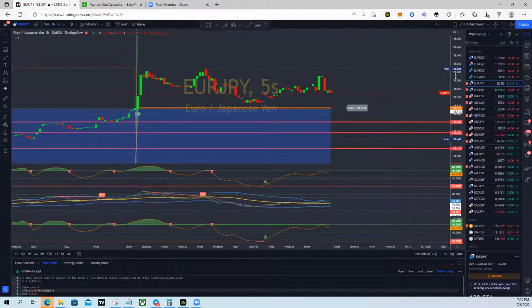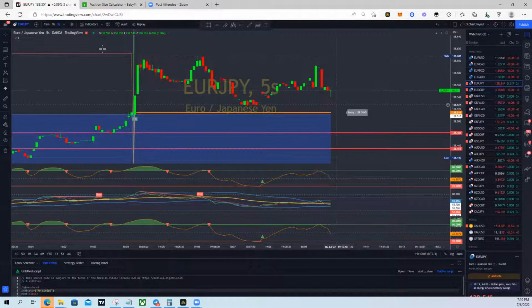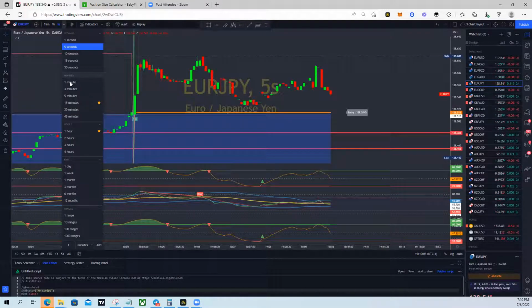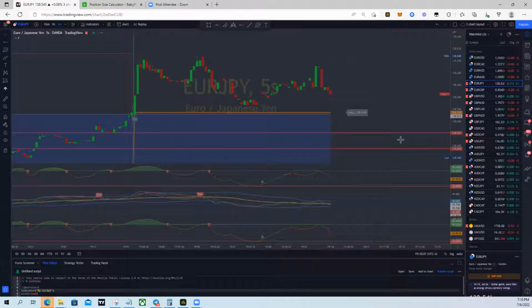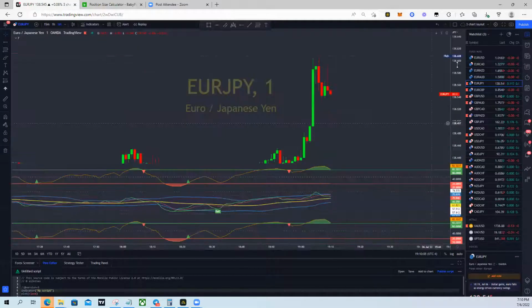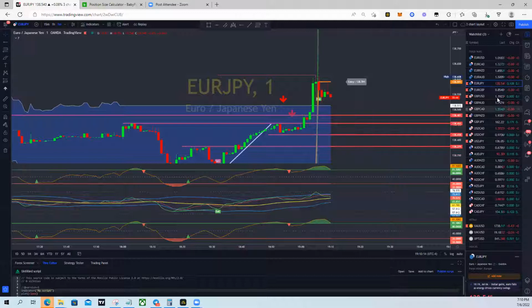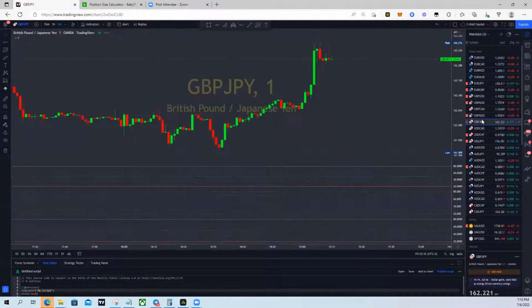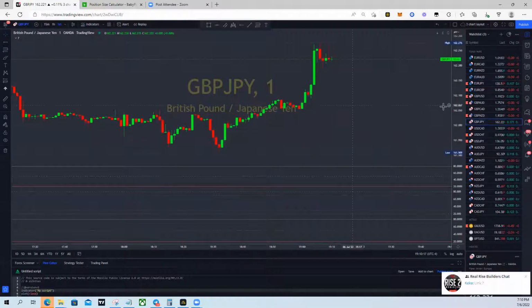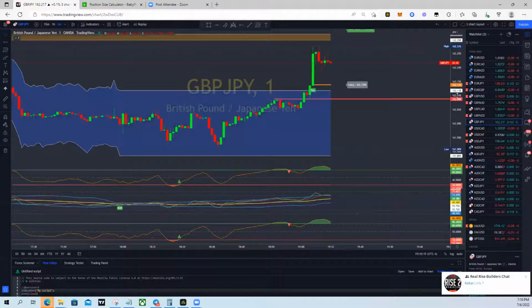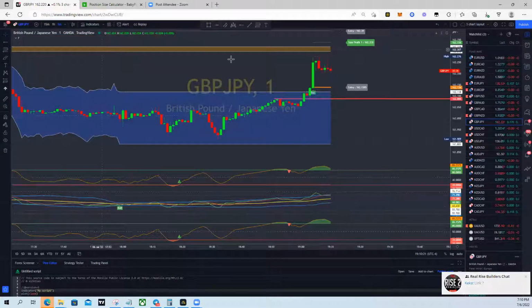This is a 5-second chart. So as long as it stays above the zone, well, I would say on the minute chart, maybe that's a little too dangerous. If it stays above the zone on the minute chart, we're in the clear for a buy. That's Euro JPY. Let's see what the others look like. All of the JPY pairs are above the zone. Buys. We're buying.